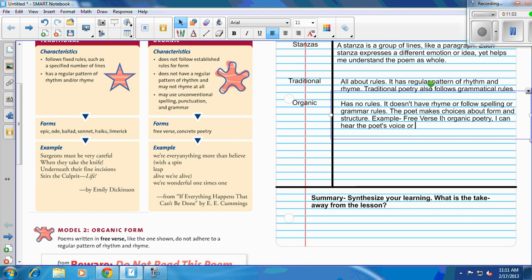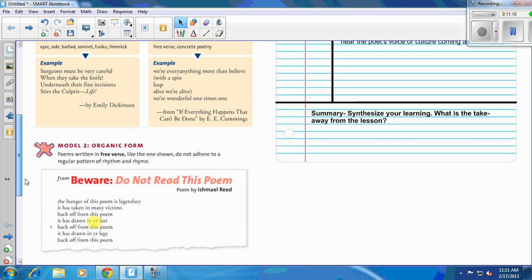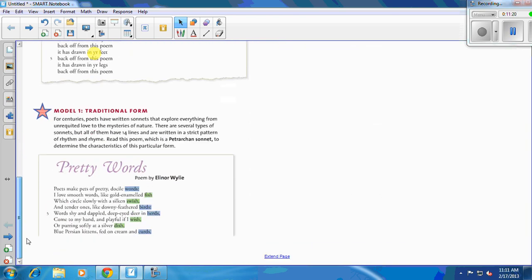Or even maybe his culture. Right now I'm writing in incomplete sentences, but in your notes you certainly do not have to write incomplete sentences. Let's look at my traditional form.